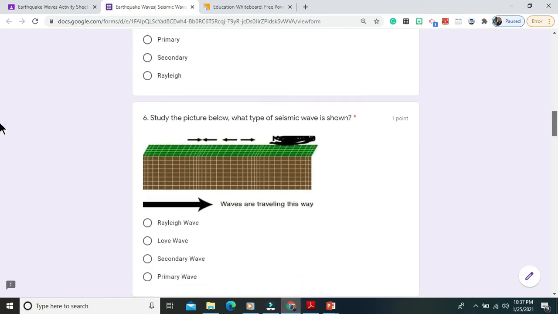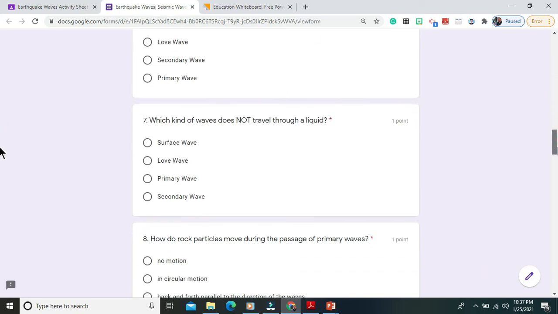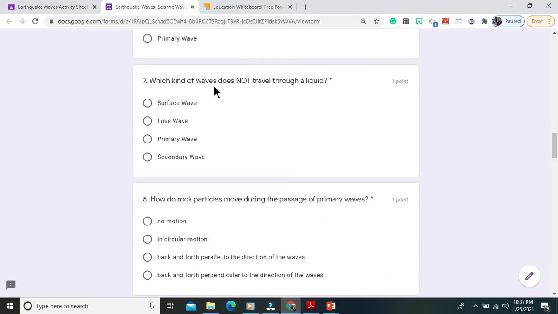Question number 6. Study the picture below. What type of seismic wave is shown? The correct answer is primary wave. Question number 7. Which type of wave does not travel through a liquid? The correct answer is secondary wave.